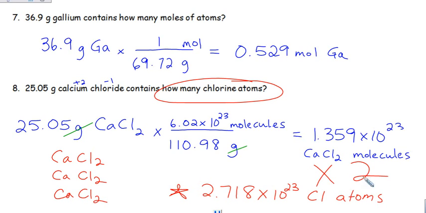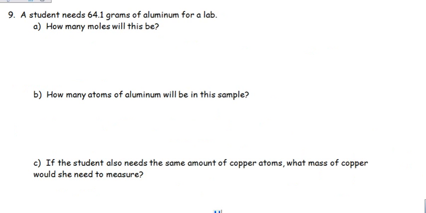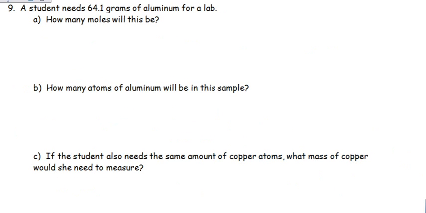Here's another one that I really like. 9 might be one of my favorites because this is actually like lab stuff. We'll do something very similar in the lab. A student needs 64.1 grams of aluminum. How many moles? And we'd say, piece of cake. I can do this. I start with what I have. 64.1 grams of aluminum. I can cancel grams, put it in moles.